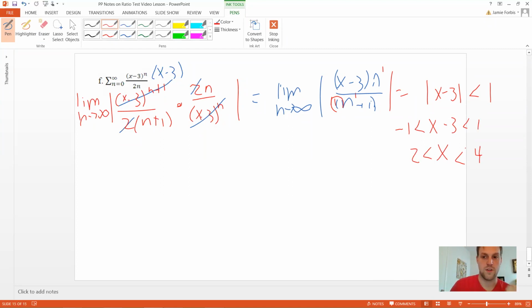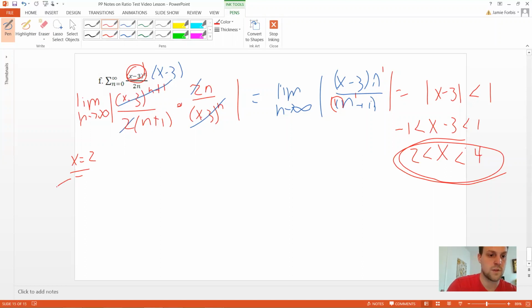So in this case, my center is at 3, and we can even see that in our power series at the beginning. But my interval of convergence, the values that work, are between 2 and 4. I just have to see if 2 works and if 4 works. So I'm going to test the endpoints, and I'm going to do x equals 2 first.